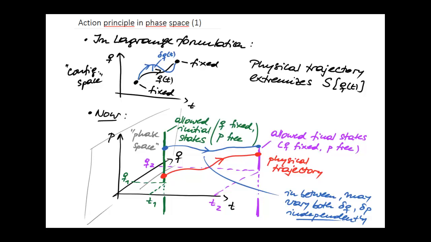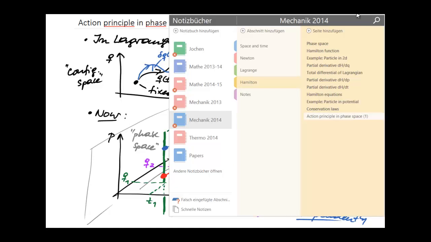The question is, in the Lagrange formulation, we know that of all the trajectories between the fixed endpoints, the physical trajectory is the one that extremizes the action. Now we want to understand if in the phase-space picture, where we allow many more trajectories, it's still the case that the physical trajectory is the one that extremizes the action. It turns out that it is. And this is the calculation that I want to show you on the following page.